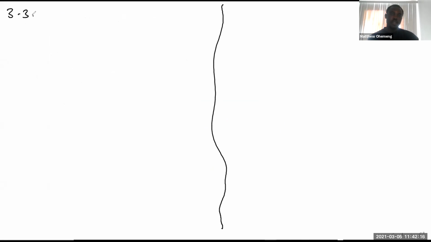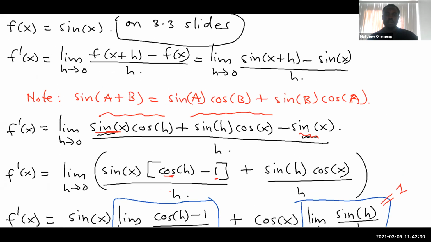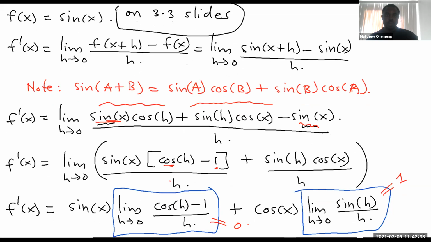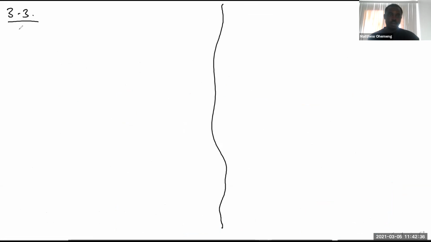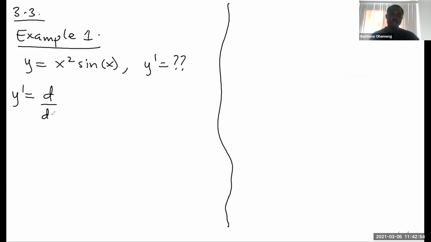You are still on 3.3. Okay, so we have y equal to x squared sine of x, and you're asked to find y prime. So y prime will just be what? Attach the differentiation operator to the expression, x squared sine of x, like so.